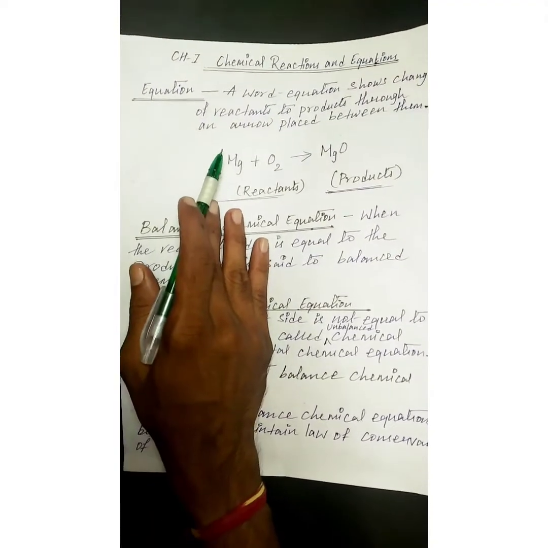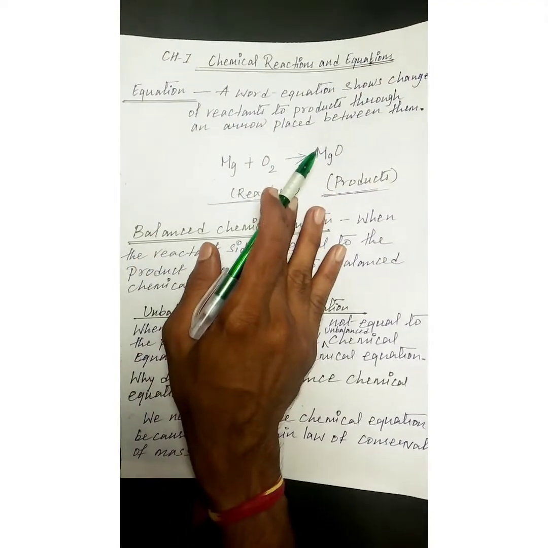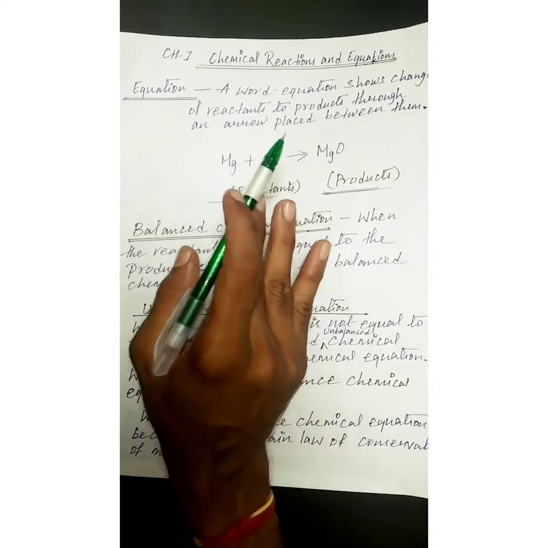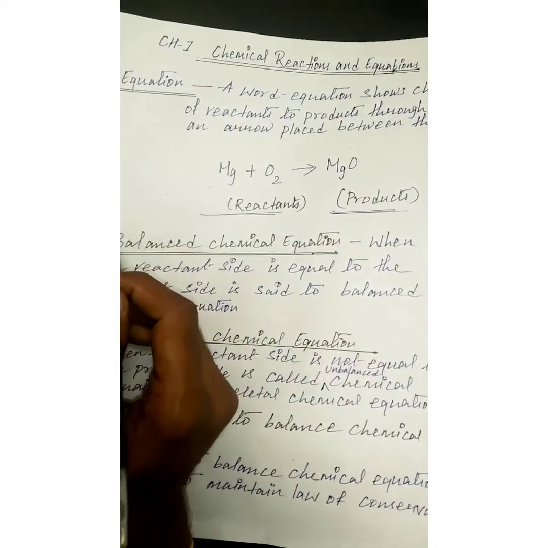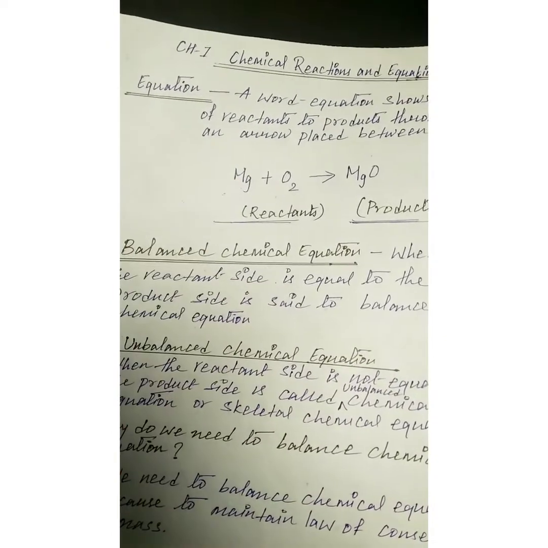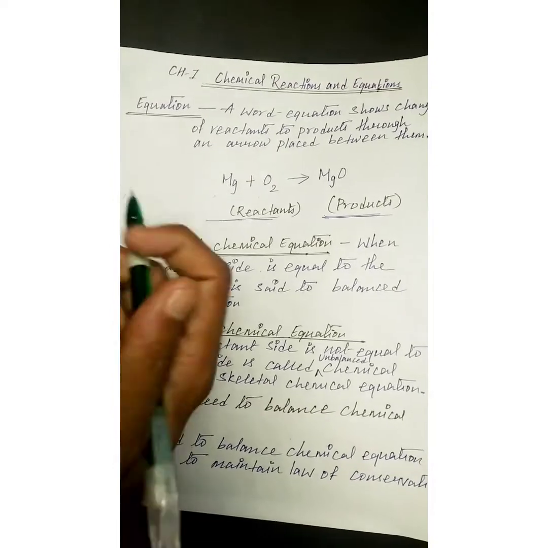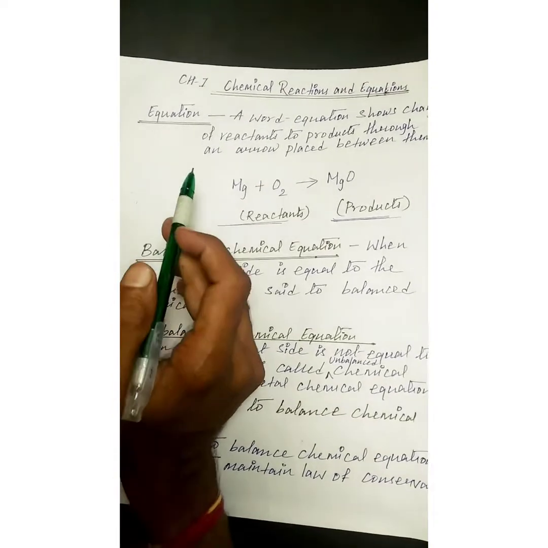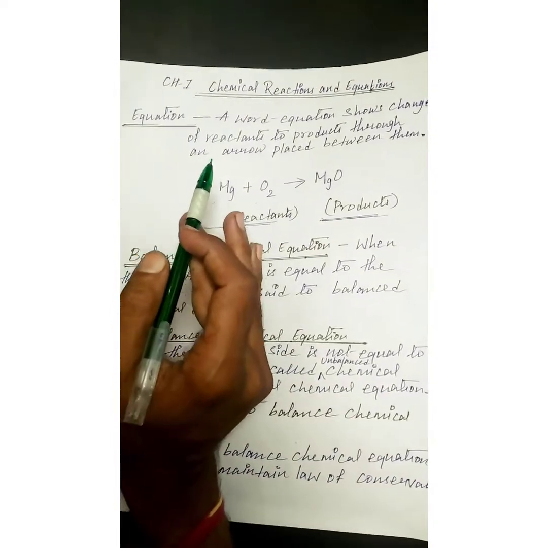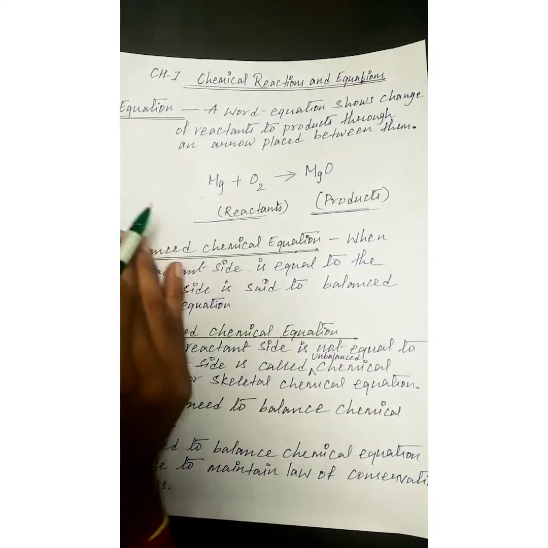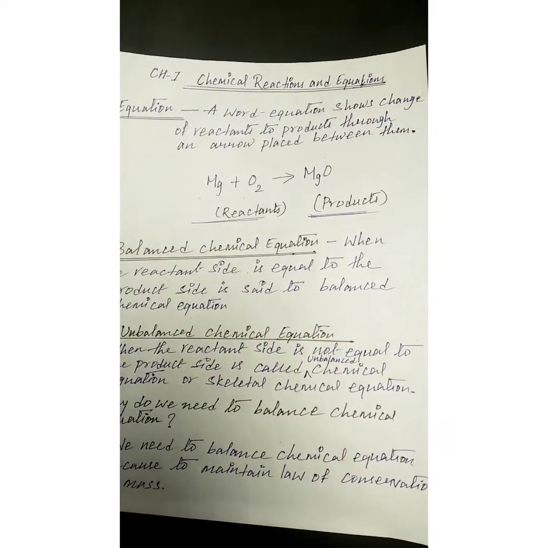Today we'll discuss chemical reactions and equations. First, we will discuss what an equation is. In mathematical terms, what are equations? An equation is a statement that the values of two mathematical expressions are equal.